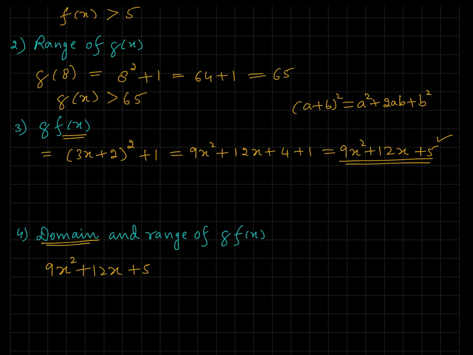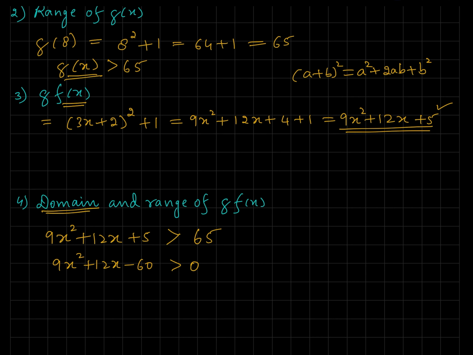For that, this whole value is restricted to be greater than or equal to 65. Why? Because actually my g(x) is taking all the values which are greater than 65. That is why we have to restrict this value. So the function g of f(x) will also take all the values which are greater than 65. Okay, so now accordingly let us solve it. This is 9x squared plus 12x plus 5 minus 65, which gives me minus 60, greater than 0.